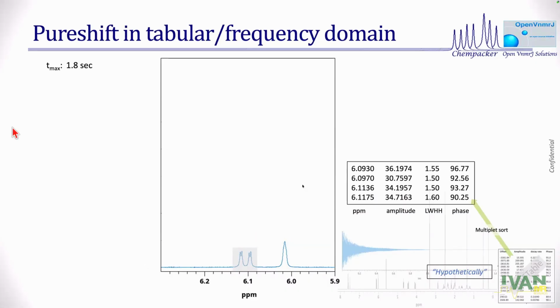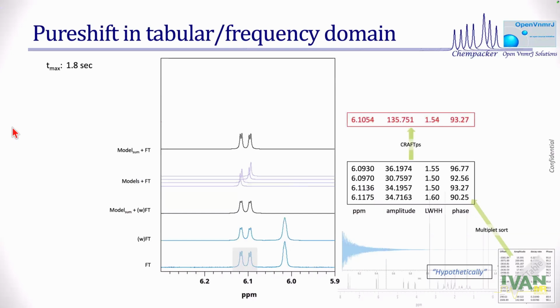Now, CRAFTps, I went in the wrong direction. CRAFTps is simply a mathematical operation on that subtable. I generate a chemical shift table. And I can take that chemical shift table and treat it as a chemical shift model, treat that as a vector. And then say, okay, show me that vector. And in the frequency domain, meaning as a spectrum, there is your spectrum. That's your pure shift spectrum. Again, this is hypothetically speaking. In this particular case, it's easy.